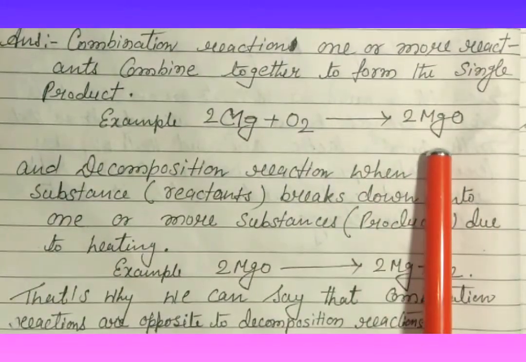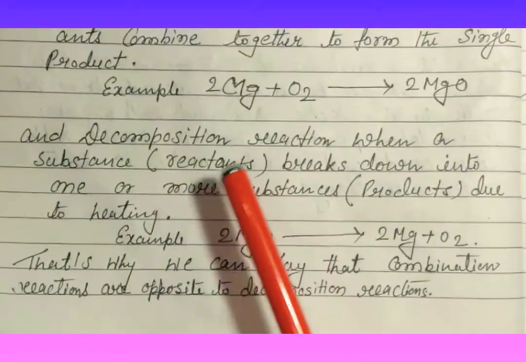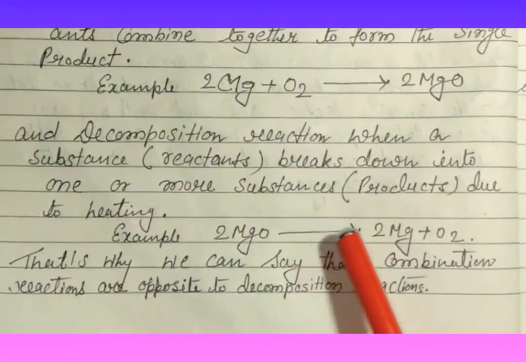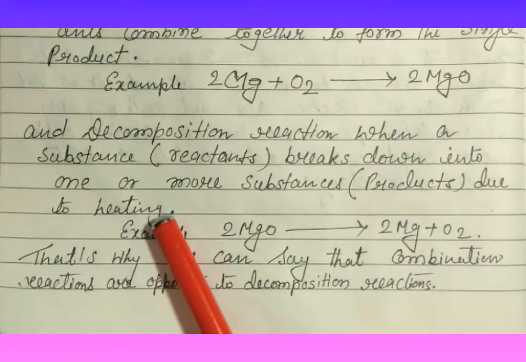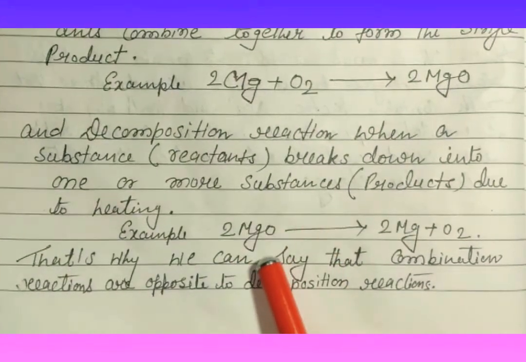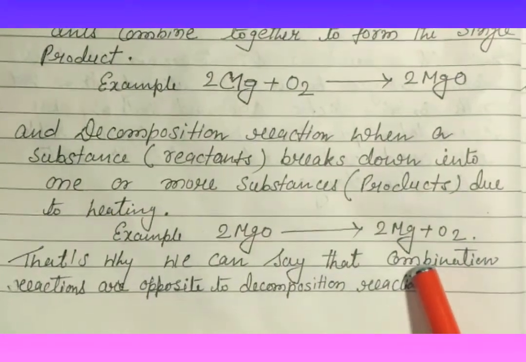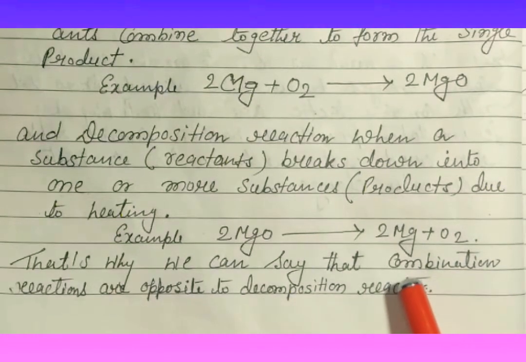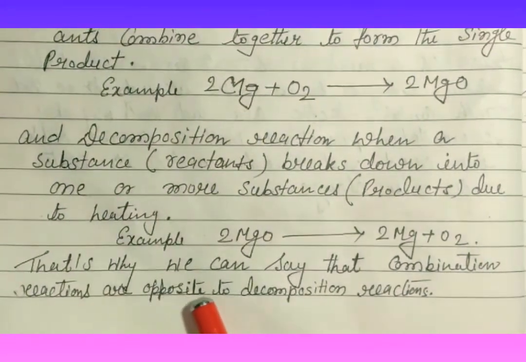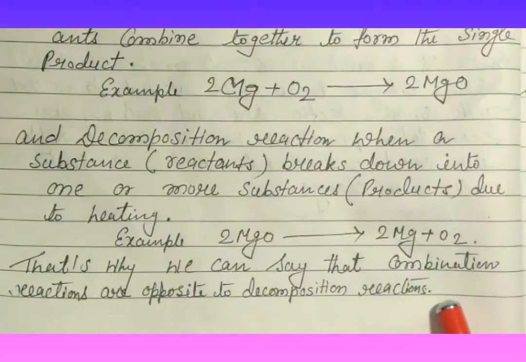This is the product. And decomposition reaction, when a substance, means reactants, breaks down into one or more substances, means products, due to heating. Example, 2MgO, means magnesium oxide, this is the reactant. After heating it will form magnesium and oxygen, it will break down or split up. That's why we can say that combination reaction are opposite to decomposition reaction.